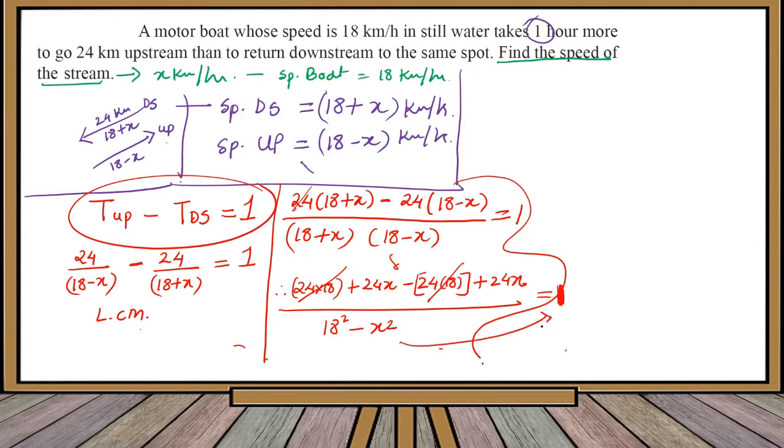This will go over here, right? So what are we remaining with? We are remaining with 24 and 24. So 24 plus 24 will give 48x equal to 18 squared minus x squared.